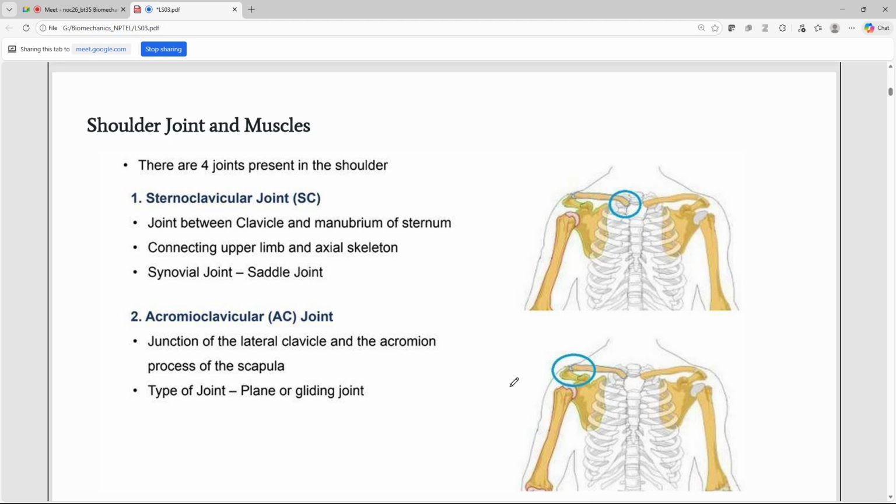Next one: this is the medial end of the clavicle, and the lateral end of the clavicle is joined to the acromion, and the type of joint here is a gliding joint or plane joint.